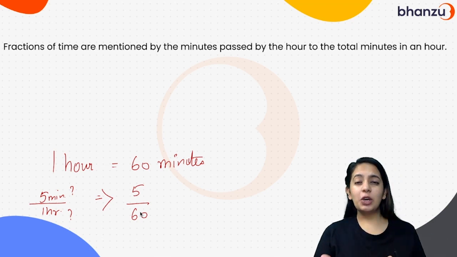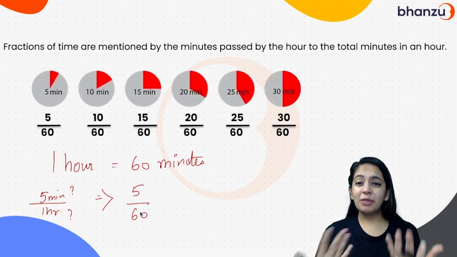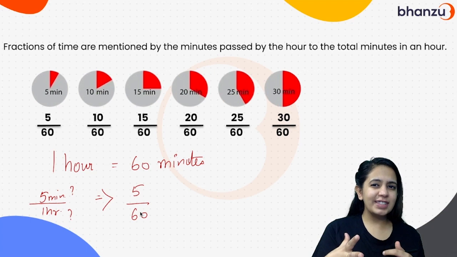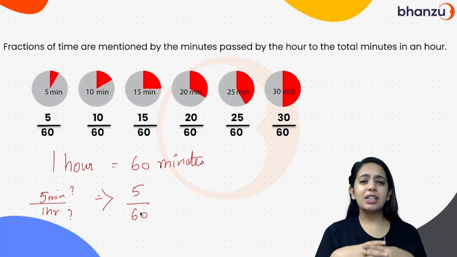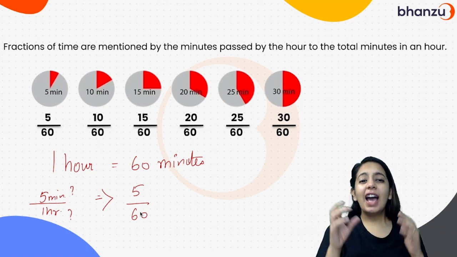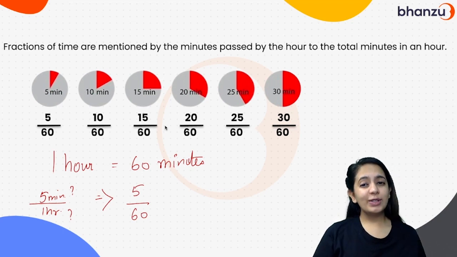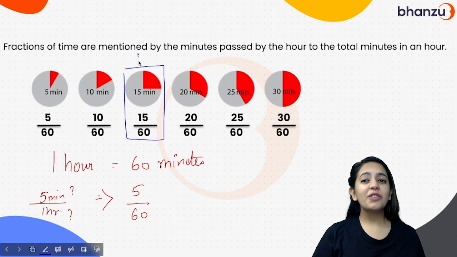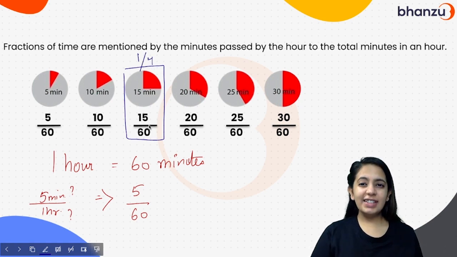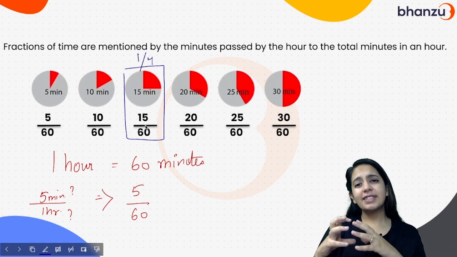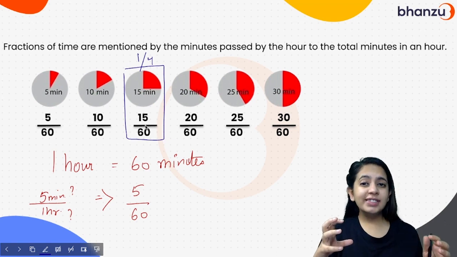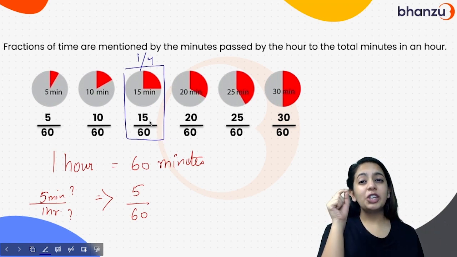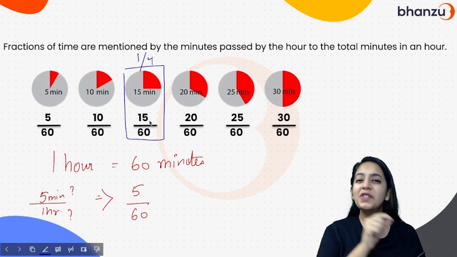And similarly, it goes for the rest of the minutes, like 10 minutes out of 60 minutes, 15 minutes out of 60 minutes, 20 minutes out of 60 minutes, 25 minutes out of 60 minutes, and 30 minutes out of 60 minutes. We also know that 15 minutes out of 60 minutes represents 1/4 of the fraction. Right? And how can we make 15/60 equal to 1/4? Yes, these are equivalent fractions. We will get this when we divide the numerator and the denominator both by 15.